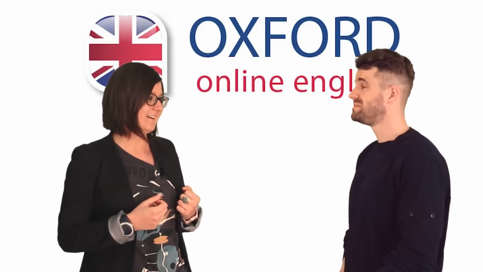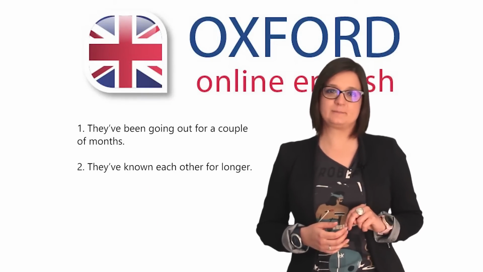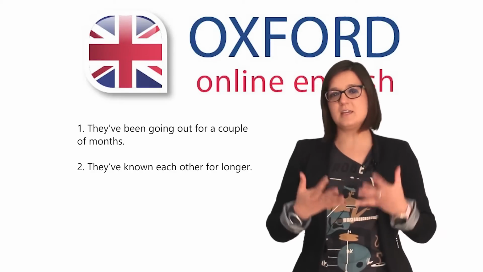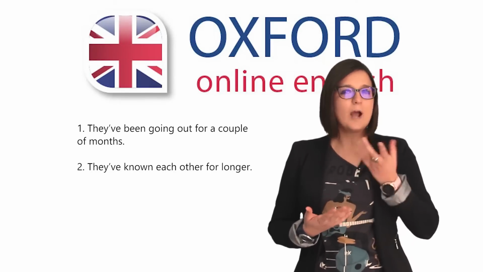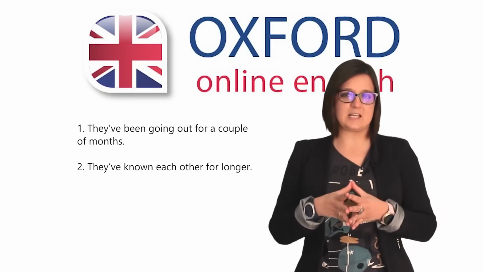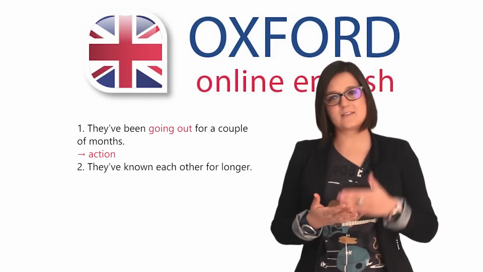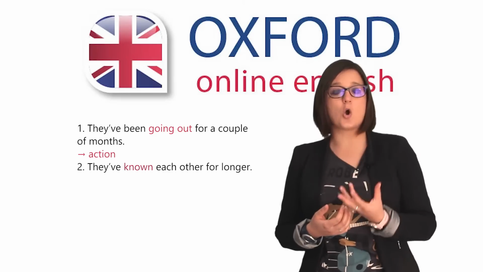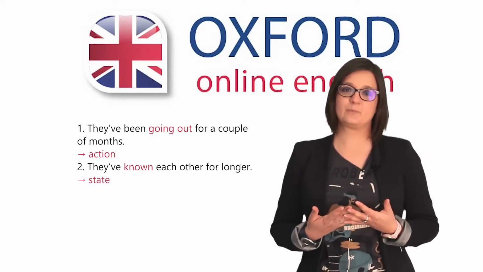I bet. Let's look at 2 sentences you heard. These are describing similar situations. So why use different verb forms? The verb in the first sentence, go out, is an action. But in the second sentence, the verb know describes a state, not an action.